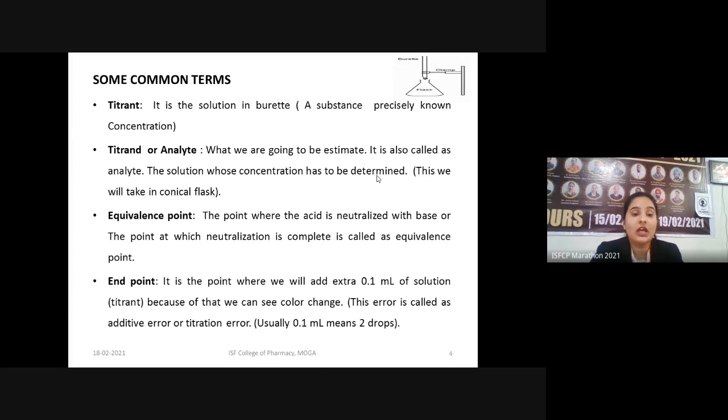After that, we get the endpoint. Endpoint is the point at which we have to add extra solution, that is 0.1 ml of the solution, so that color change can be observed.